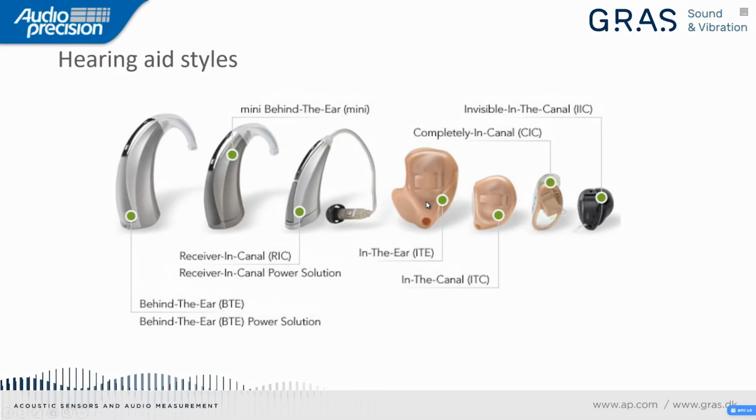Another type is the in the ear or ITE hearing aid. So this is a larger unit that sits in the outer ear. There's also a smaller version of this that sits further down inside the ear canal called ITC or in the canal. There's a tinier one yet called completely in the canal, which sits further in the ear canal. And finally, an invisible in the canal. And this is so small that it's inserted inside the ear canal and completely invisible from the outside.